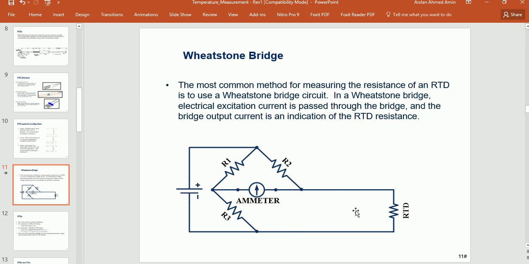However, if there is a difference in the temperature, and due to the change in temperature there is a change in this resistance R4, the RTD, then there will be some voltage potential difference between these 2 points, and current will flow. The most common method for measuring the resistance of an RTD is to use a Wheatstone bridge circuit. In a Wheatstone bridge, electrical excitation current is passed through the bridge, and the bridge output current is an indication of the RTD resistance.